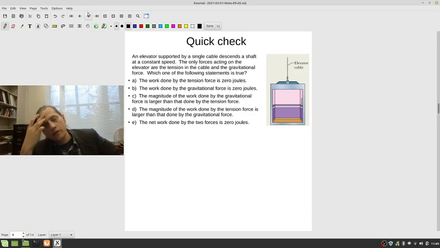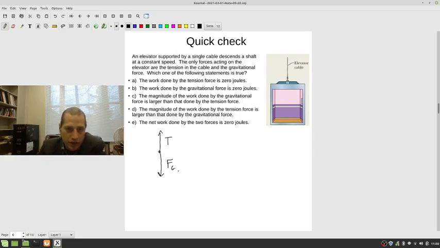Okay, now let's do a quick check. This question is trying to get you to think about positive work, negative work, and net work. It says an elevator is supported by a single cable and descends in a shaft at a constant speed. Okay, so we have the force of the elevator cable, which has some tension.